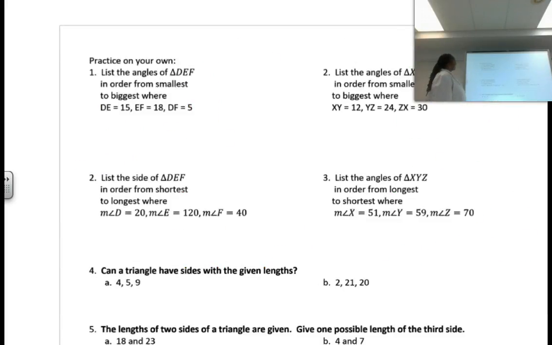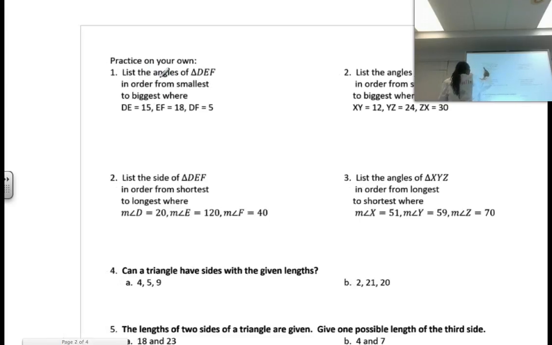Okay, now I'd like for you to practice on your own. Please make sure that you know whether or not you're listing angles or sides, and also know that you're listing them from smallest to biggest. Sometimes it's going to say shortest to longest or largest to smallest. So when you come back, we can check your answers.